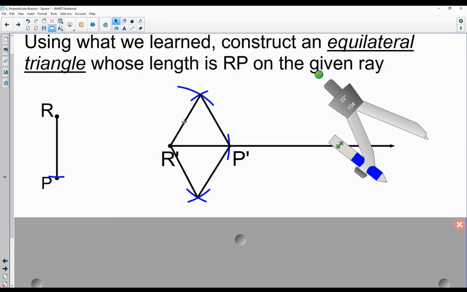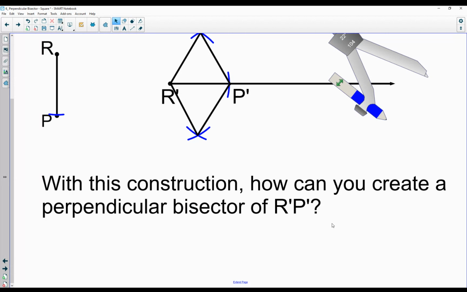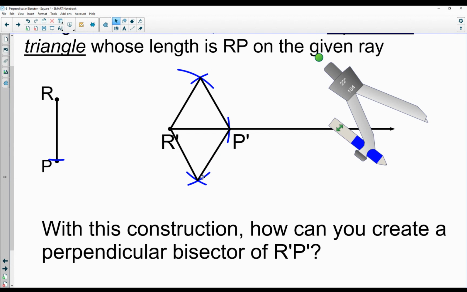So now that we've created equilateral triangles, I guess the question is, how do you think I can take this construction and get the perpendicular bisector of R prime P prime? So how can I take my straight edge at this point and figure out where a perpendicular bisector should lie? And you might be saying, well, Miss M, there are only 2 spots right now that I can connect. The only 2 parts that I can connect, right here and right here.